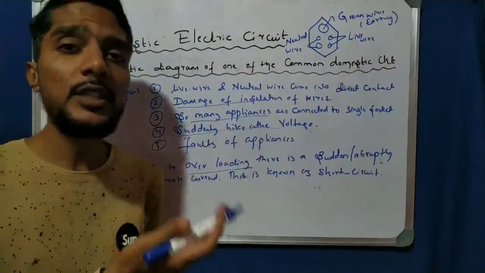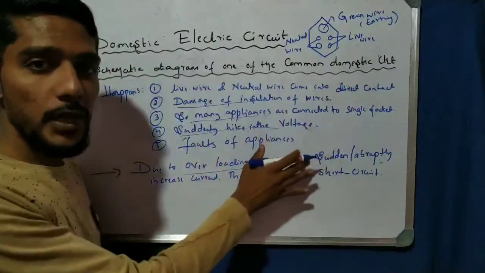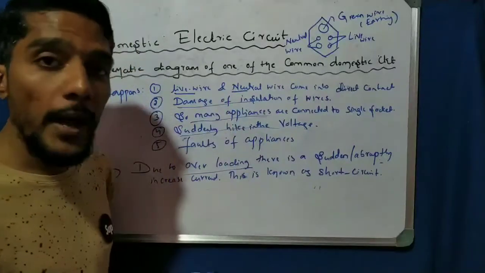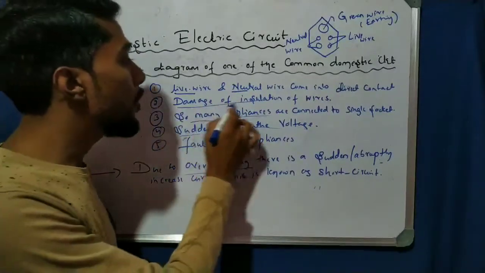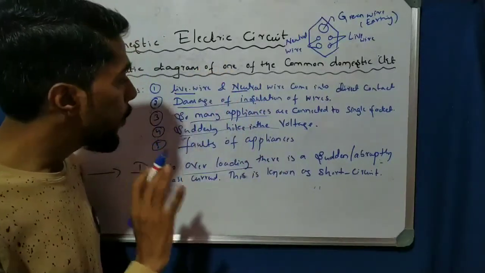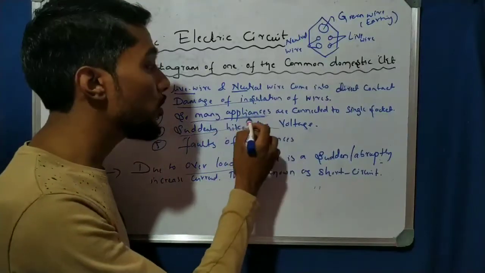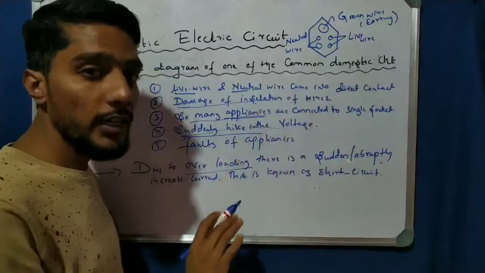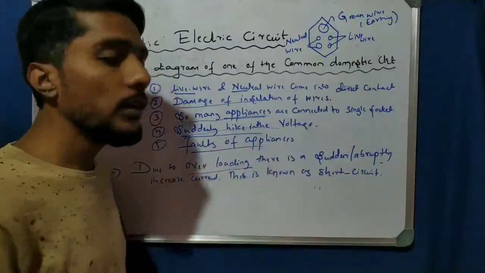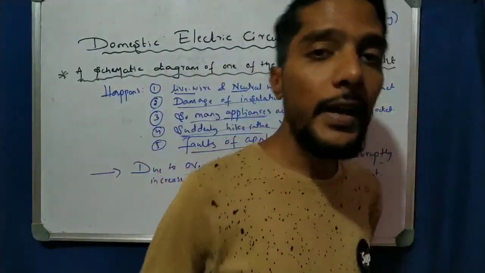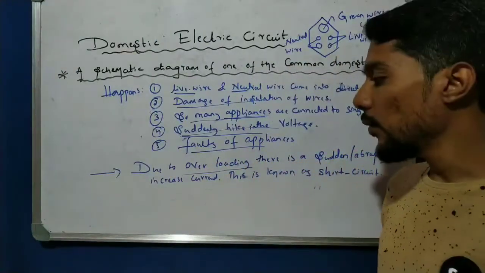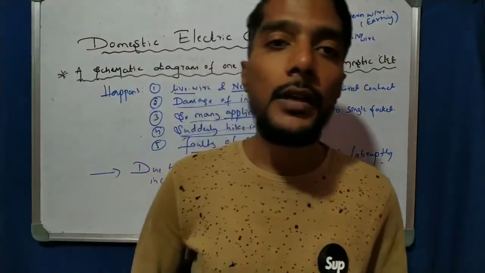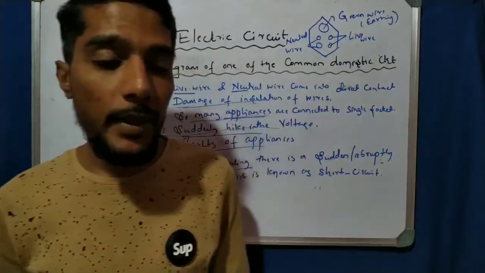So what are the reasons behind overloading? These are the reasons behind overloading. Overloading is due to the contact of live wire and neutral wire, due to the damage of the insulation of wires, due to connecting more appliances to a single socket, or maybe due to a sudden hike in the voltage, or due to a fault in appliances. Due to that, overloading takes place, and due to the overloading, what happens? The short circuit takes place, and that damages the home appliances, okay, and may catch fire.